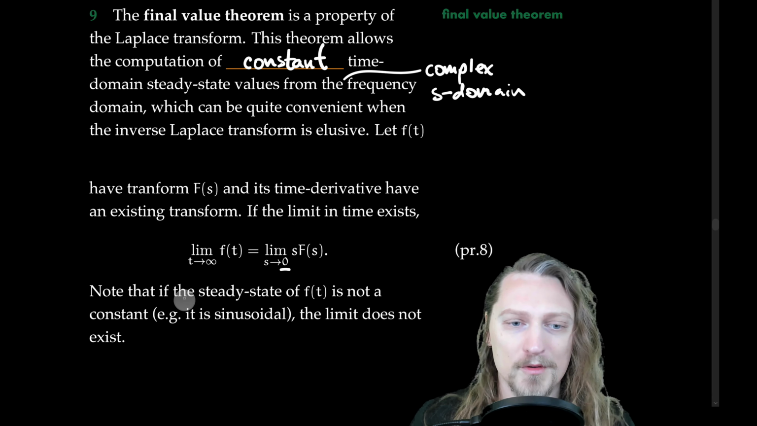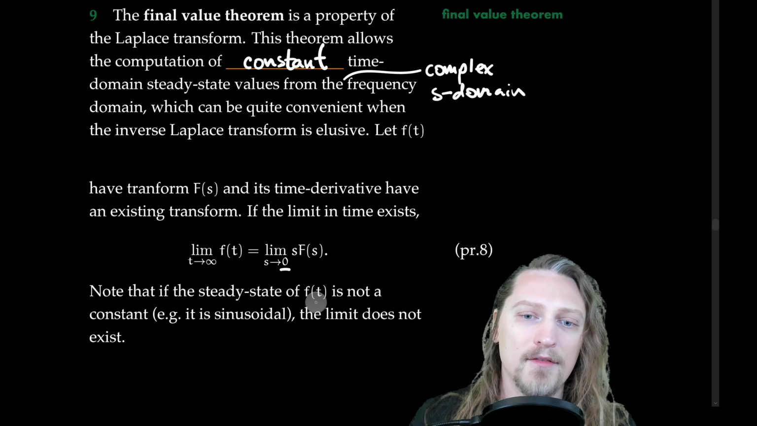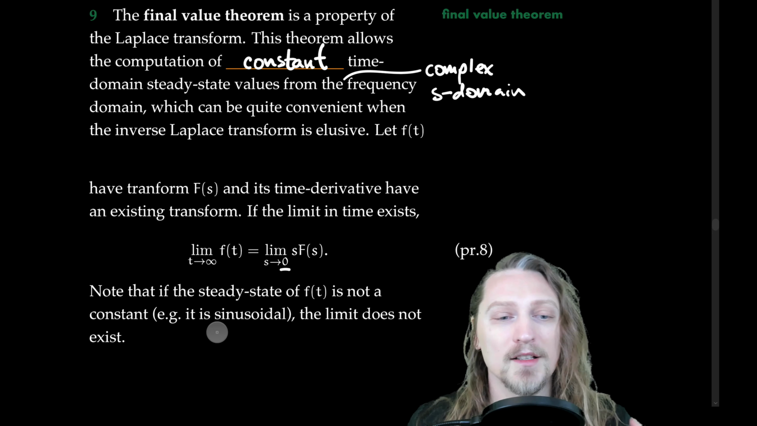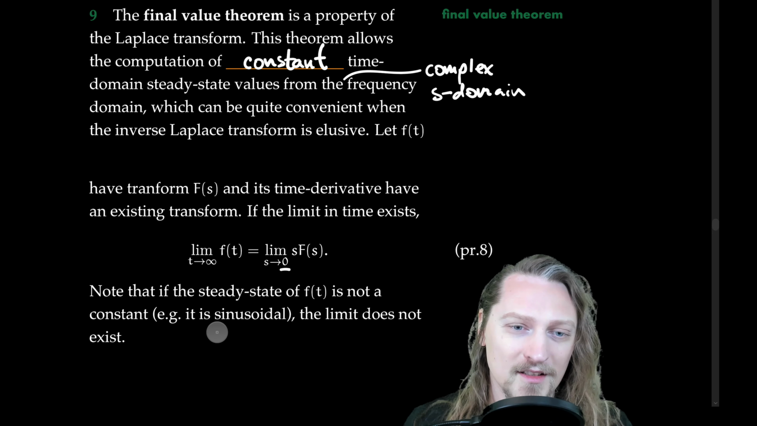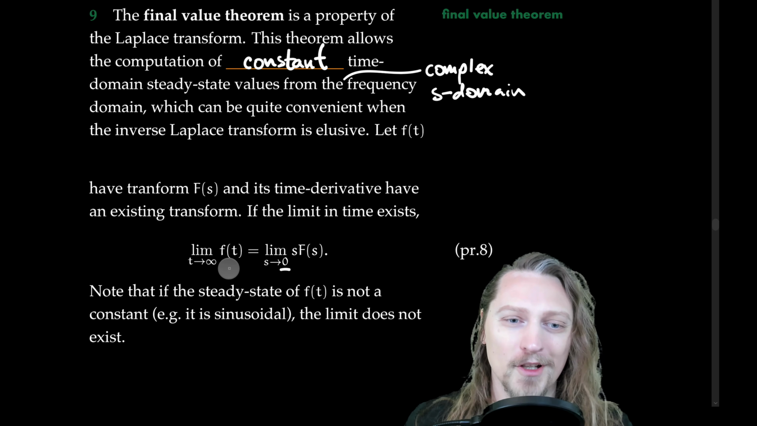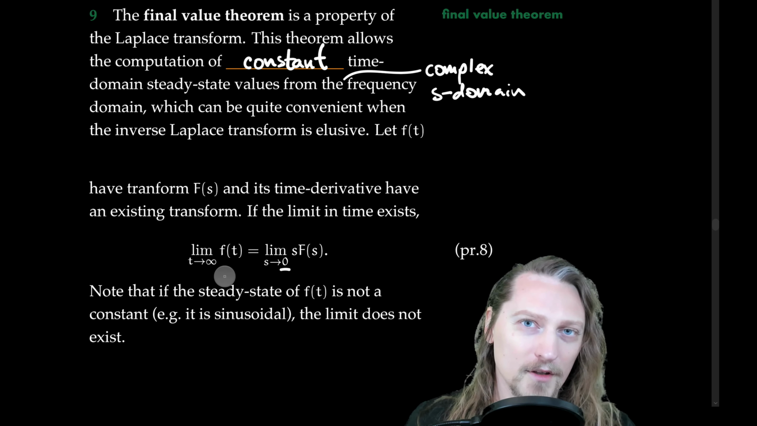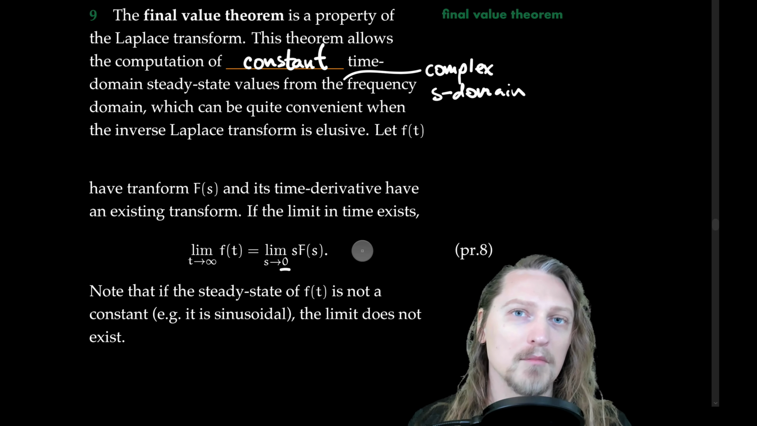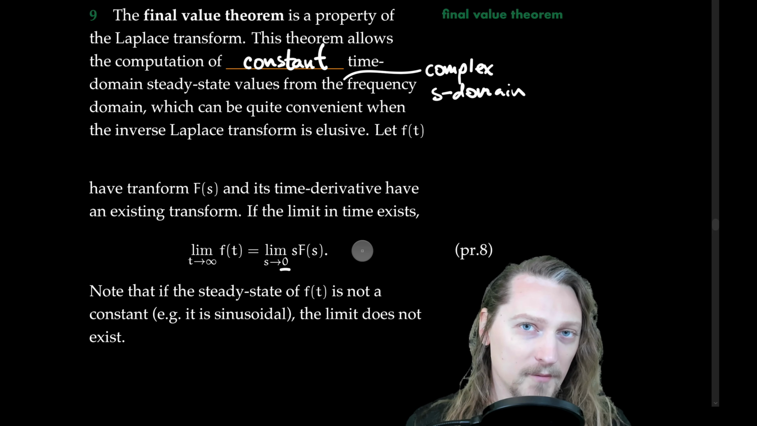Okay, note that if the steady state of f is not a constant, for example, if it's sinusoidal, the limit does not exist. So as the sinusoidal function goes to infinity, there is no convergence to a limit. So we cannot use the final value theorem because there is no limit.